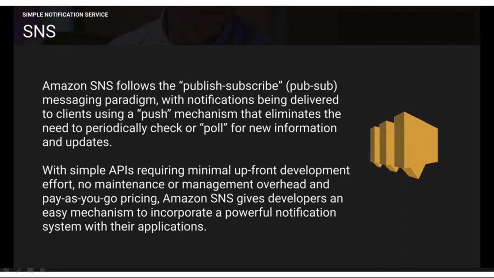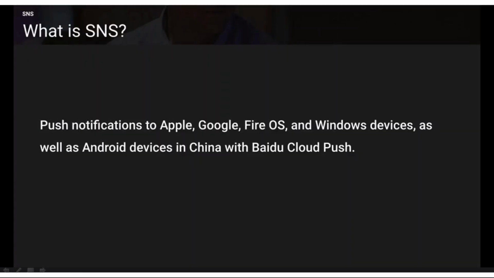So with simple APIs requiring minimal upfront development effort, no maintenance or management overhead, with pay-as-you-go pricing, Amazon SNS gives developers an easy mechanism to incorporate a powerful notification system with their applications. So push notifications to Apple, Google, Fire OS, Windows devices as well as Android devices, with China with the Baidu Cloud Push. So with the AWS Cloud, we will be able to push notifications to any of these specific devices on any of these platforms. So there's no differentiation in the way we can push the notifications from the SNS of AWS.